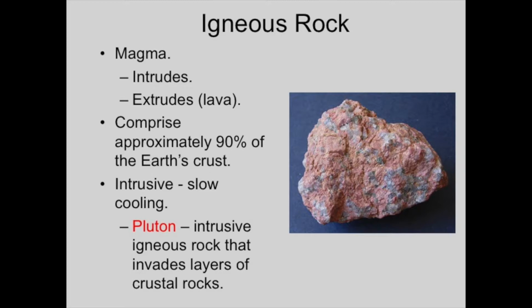A pluton, for example, is a good example, or it is a term also that we apply to these intrusive igneous rock types. Plutons will often provide us with the foundation for many of our mountain ranges. The term pluton is associated with the Roman god of the underworld, Pluto.